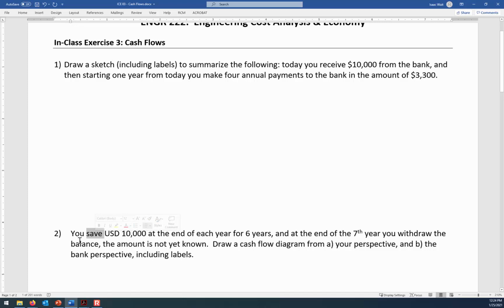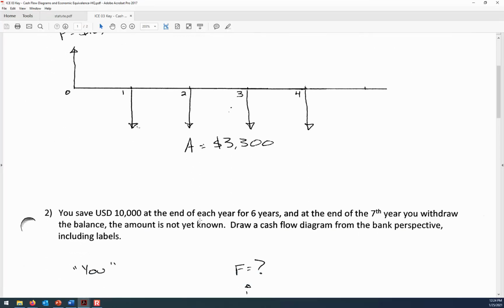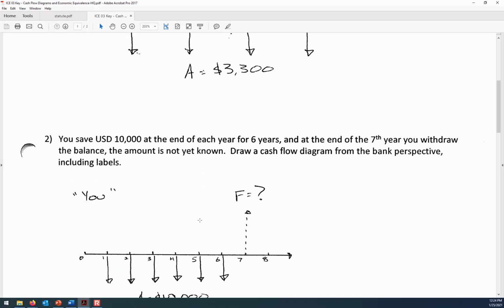And then save could also mean that it's an expense you no longer have to pay that you used to pay. Remember, I was talking earlier about if your heating costs go down because you insulate the warehouse. The save that it says here is you're depositing money into a bank, and so that's an outflow from your perspective. So let's take a look at what this cash flow diagram should look like from your perspective.